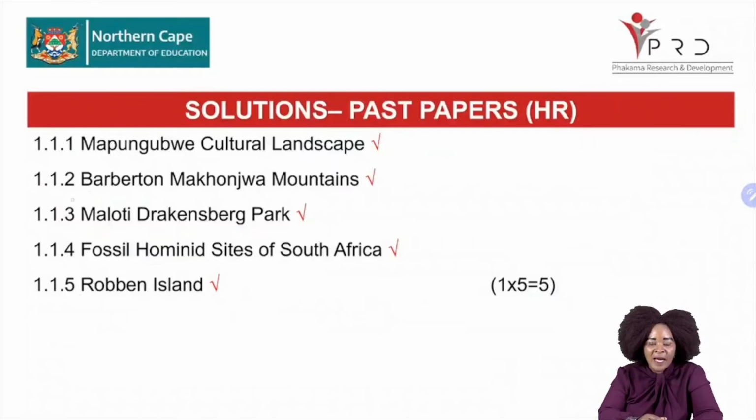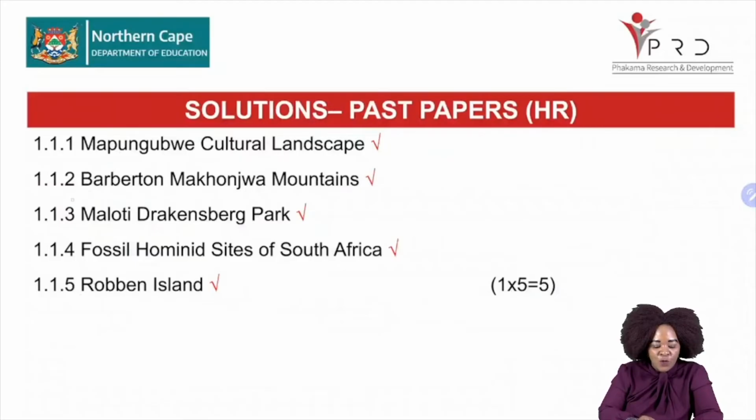And then in 1.1.2, remember, you were supposed to identify a mountainous landscape World Heritage Site that is located in Mpumalanga. I even said to you, we only have 1 World Heritage Site in Mpumalanga, and it is Barberton Makhonjwa Mountains. So I know that already you are getting that 1 mark as well.